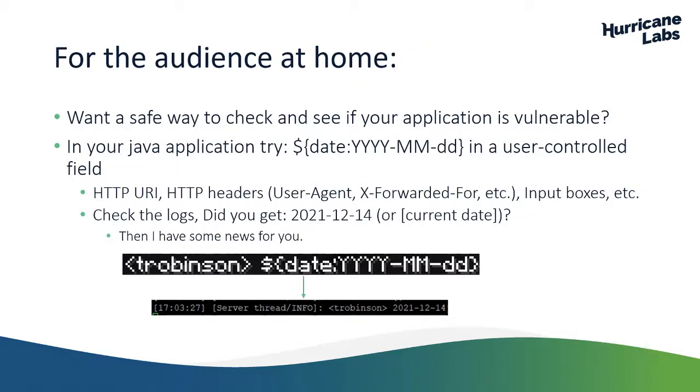If you'd like to see whether or not your Java application in your enterprise network or at home is vulnerable to this exploit, you can enter the format string on the slide here in any sort of user-controlled field that you think is logged through Log4j2. That could be an HTTP URI, any of your HTTP headers such as a user agent, X-Forwarded-For, input boxes, anything and everything. If you check your logs and you get the current date instead of the string that you put in, you might potentially be vulnerable to this exploit.